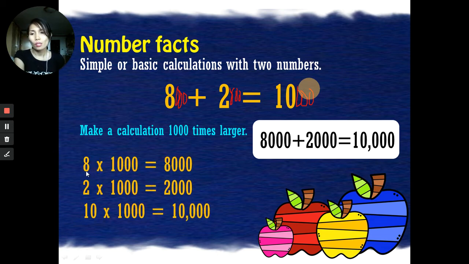Let's check if our answer is correct. 8 times 1,000 is 8,000. 2 times 1,000 is 2,000, and 10 times 1,000 equals 10,000. So it's easy, right?